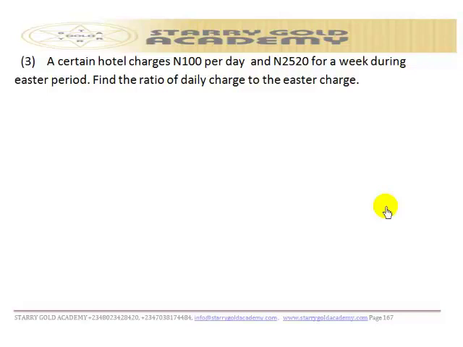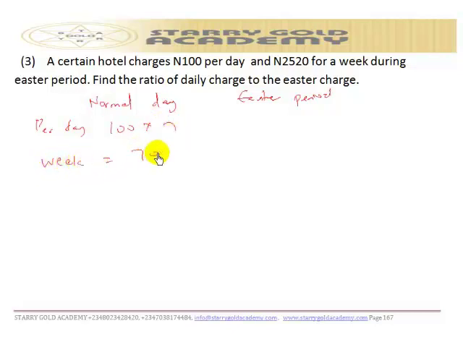Then let's make a table for normal day and Easter period. Normal day, per day, 100 times 7, that's for a week you have 700 naira. For Easter period, a week you have 2,520.